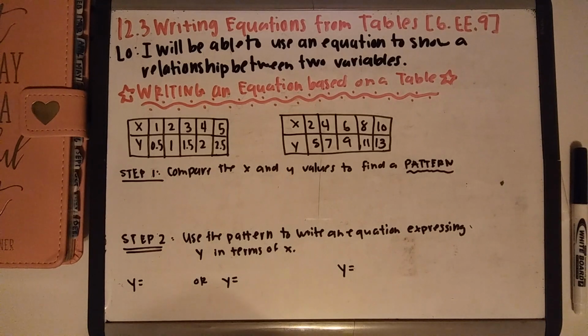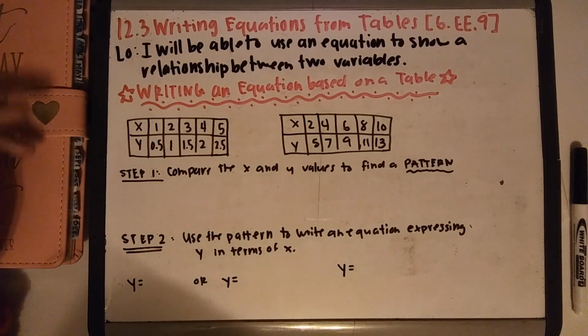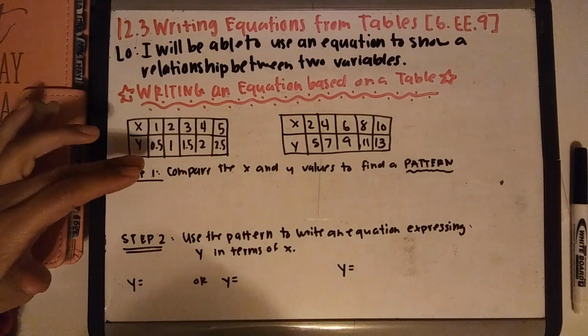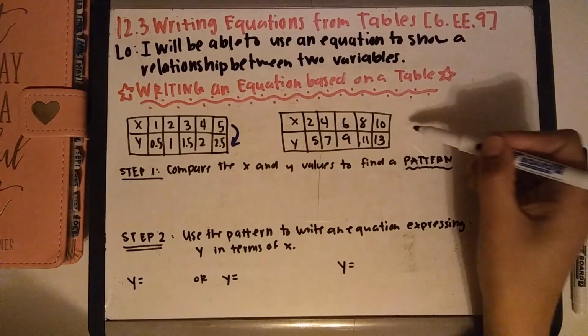So how do we write an equation based on a table? We have two situations here. Let's start with the first one. The first step is you're going to compare the x to the y to find a pattern. Again, what are you doing to the x to get it here? That's all you need to do every time.